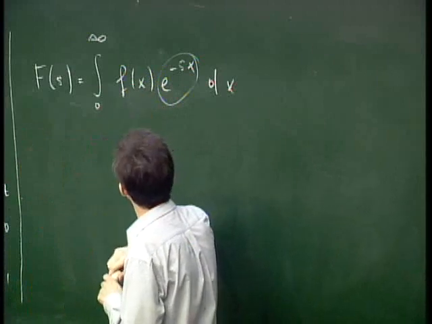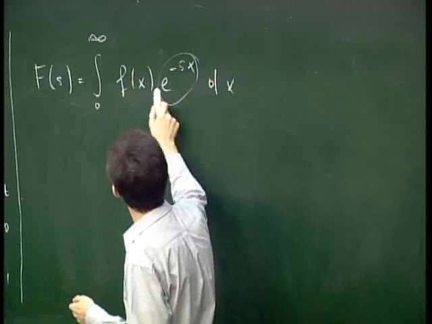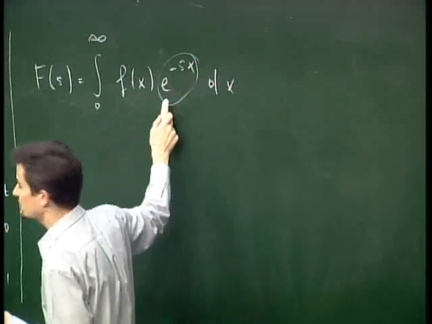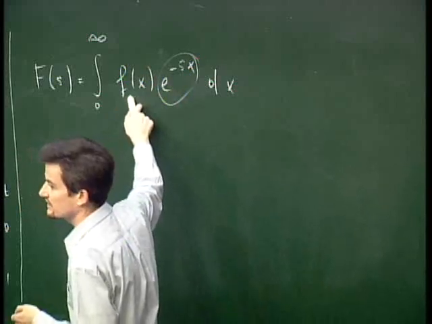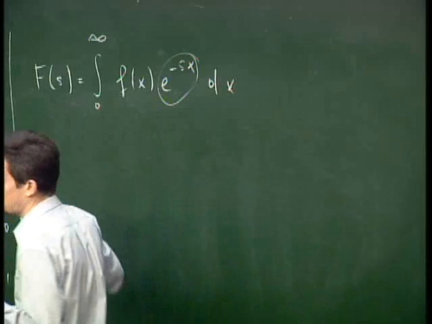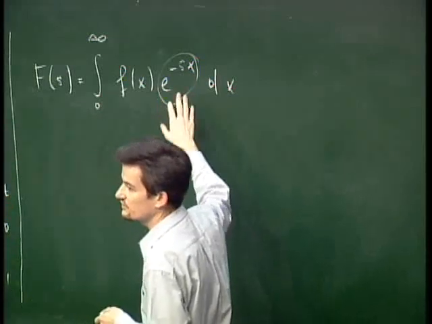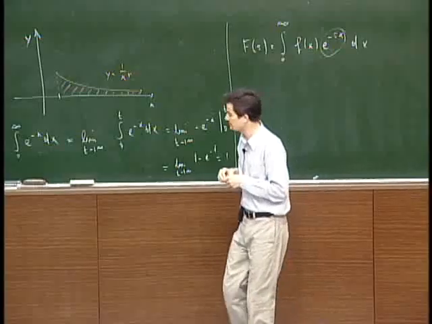But even for f of x which do not tend to 0, normally this function here will beat this function, and the decay to 0 will still be fast enough such that this exists for many, many s. That's the reason why this function is chosen. It's kind of arbitrary. Maybe you have seen this in applications.